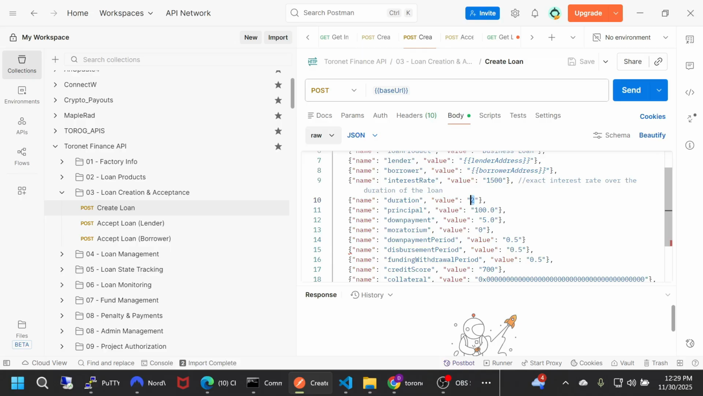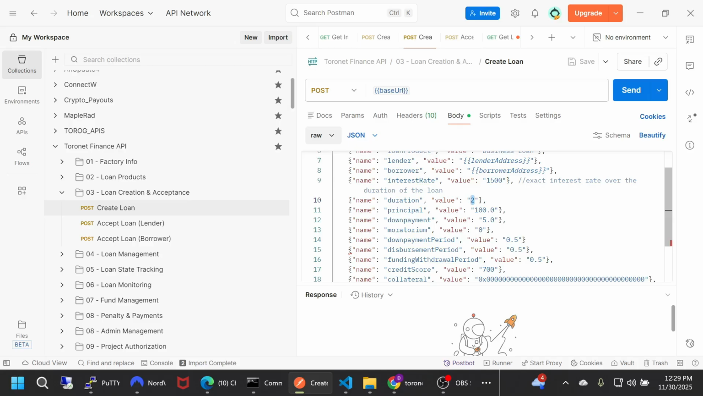First is a down payment period. Once a loan is accepted by both sides, the borrower has this time limit to put down the down payment. If they don't, the loan switches to not funded, and that closes the loan. And if the borrower has deposited some amount, then they'll be able to simply withdraw it.